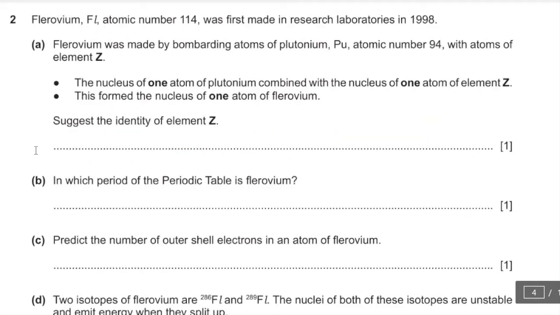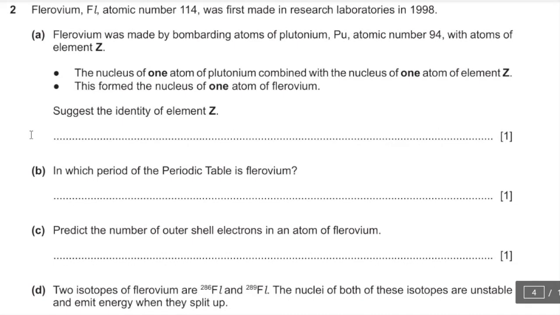Question 2. Flerovium, atomic number 114, was first made in research laboratories in 1998. Flerovium was made by bombarding atoms of plutonium, atomic number 94, with atoms of element Z. The nucleus of one atom of plutonium combined with the nucleus of one atom of element Z. This formed the nucleus of one atom of flerovium. Suggest the identity of element Z.